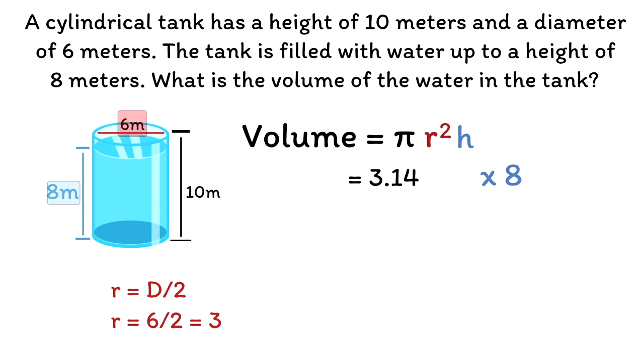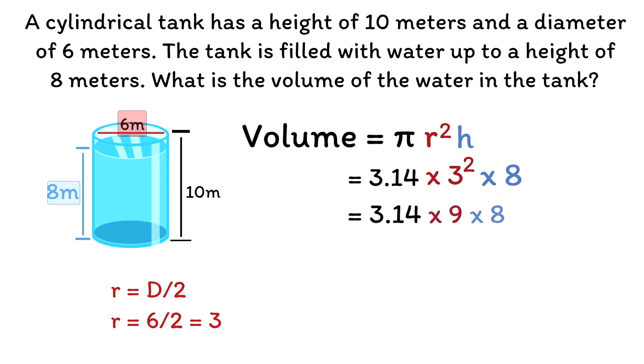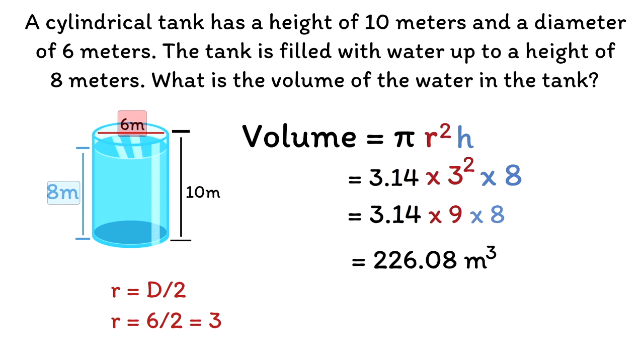Substituting the values, we have 3.14 times 3 squared times 8. By order of operation, we have to work on the 3 squared first. 3 squared is 9. This gives us 3.14 times 9 times 8. To get the volume of the water, we multiply 3.14 by 9 and by 8, and this gives us 226.08 meter cube as the volume of the water.